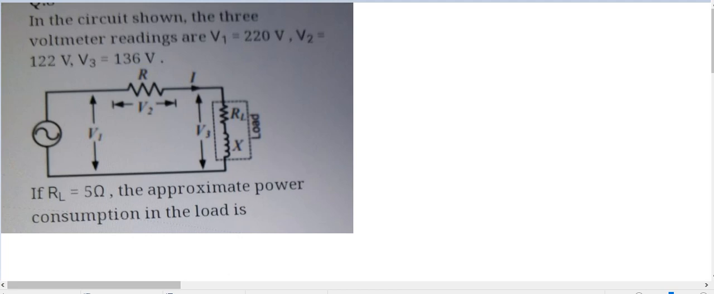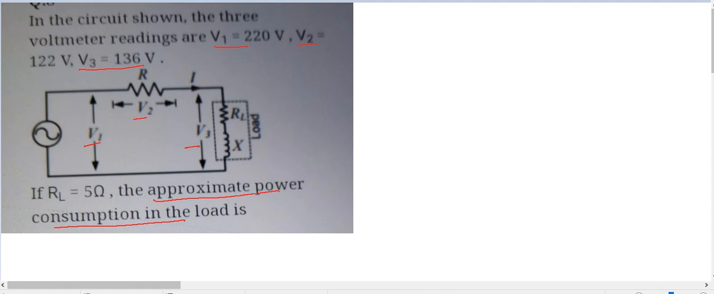In this problem, V1, V2, and V3 values are given. They ask to find the approximate power consumption in the load.